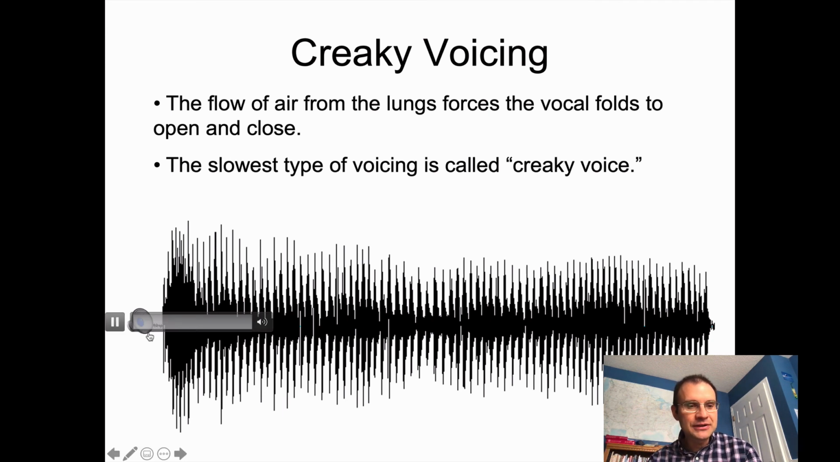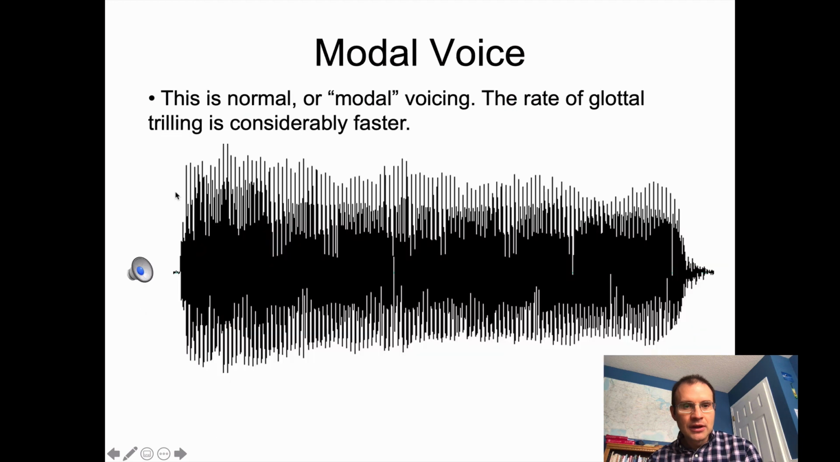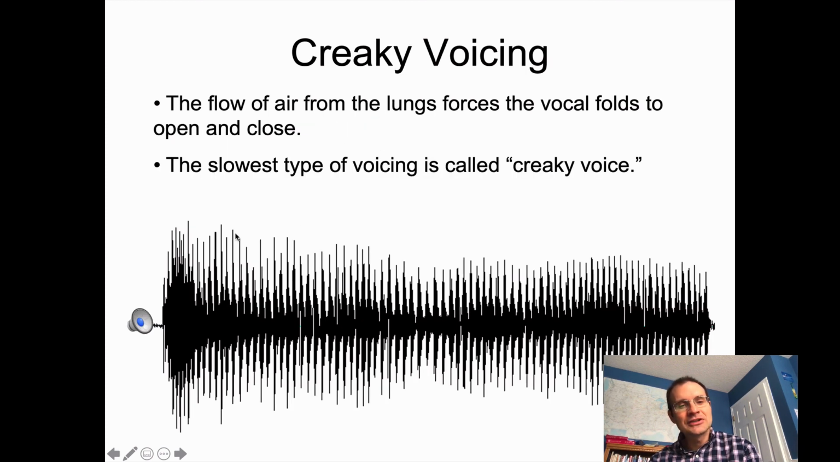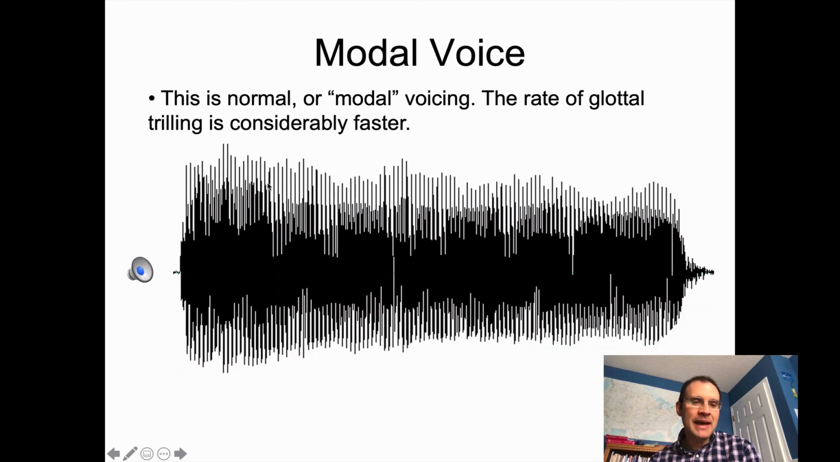So we go from this to something like this, where it just seems like smooth voicing all the way through, right? So this is called modal voicing. And again, each time your vocal folds pop open, you get one of these spikes, and they're a lot more tightly packed here in the case of modal voicing.